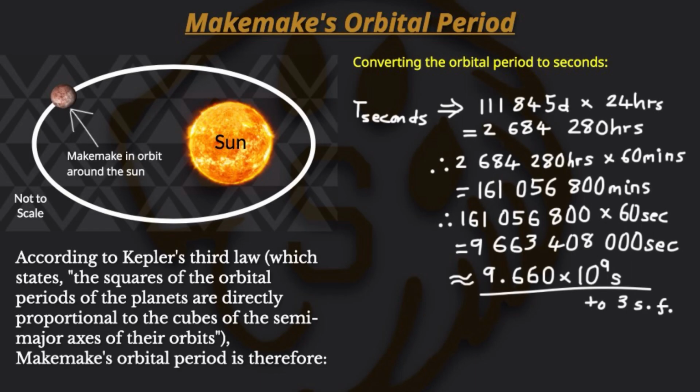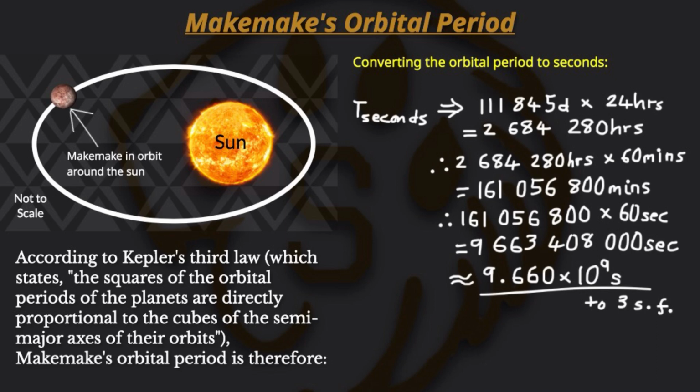So we know the orbital period for Makemake is 111,845 days, which is approximately 305 Earth years. So after 305 rotations around the sun for Earth, Makemake will be making its single orbit around the sun. As Earth is rotating 305 times, Makemake will be making its single orbit around the sun. It's very far from the sun, which makes sense.